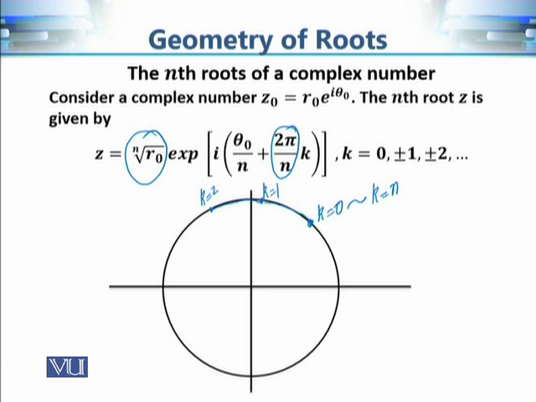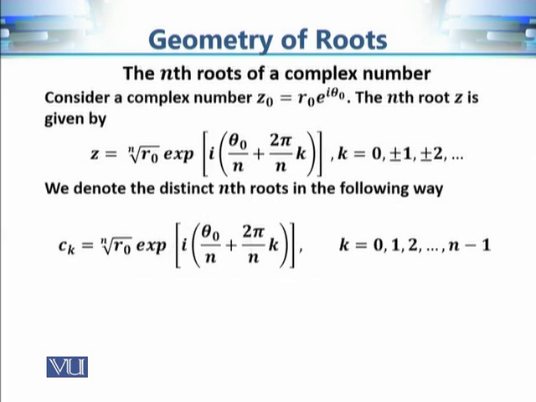And if we want to simplify the situation, we'll just consider the values of k to be 0 to n minus 1. Because if we consider k is equal to n, then we will be getting the same roots again and again and so on. And for a very simple calculation, just consider n consecutive values of k. And for simplification, just take k is equal to 0 to n minus 1.